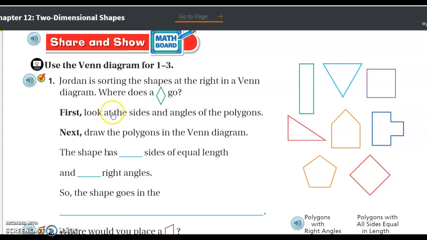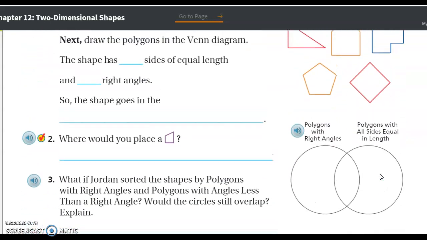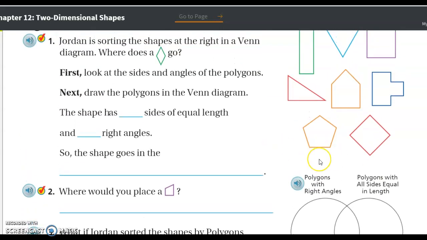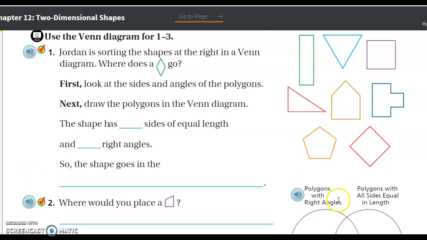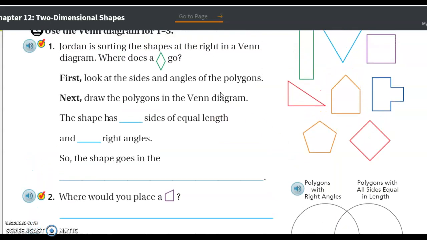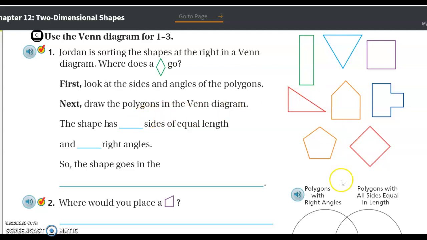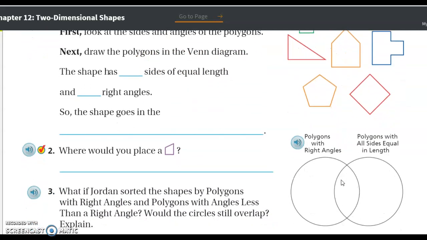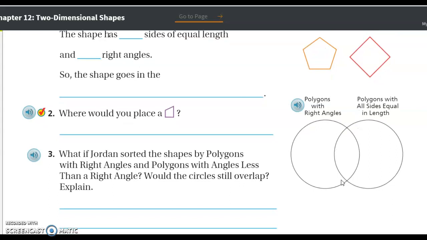All right. It says first, look at the sides and angles of all these polygons. Next, draw the polygons in the Venn diagram. So down here is your Venn diagram. So you're going to actually start sorting some of these shapes. So first you're going to look at the sides and the angles of the polygons, and we're going to draw them in down there. All right. So press pause and draw them in. Take the shapes from up top and draw them in.